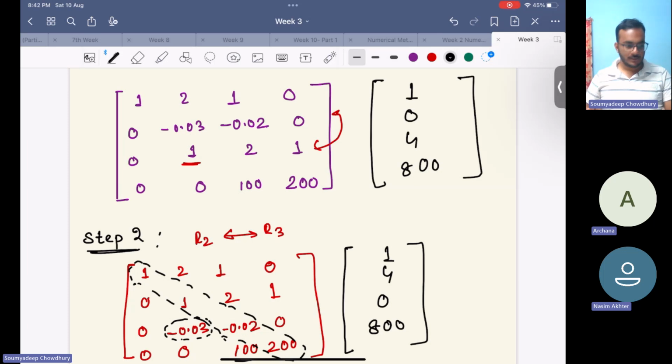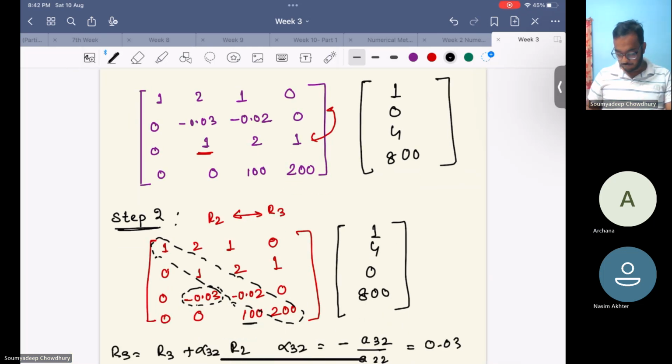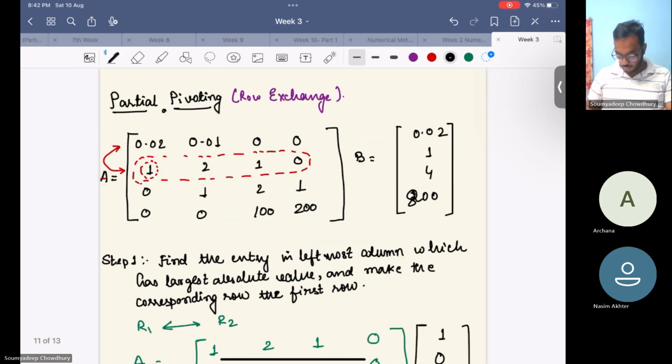Two, one is the highest. Just a second, just a second. I think there is a mistake. I think 2 is the highest. We have to, no, change. No, no. One second. The thing is, one second. Let me see.